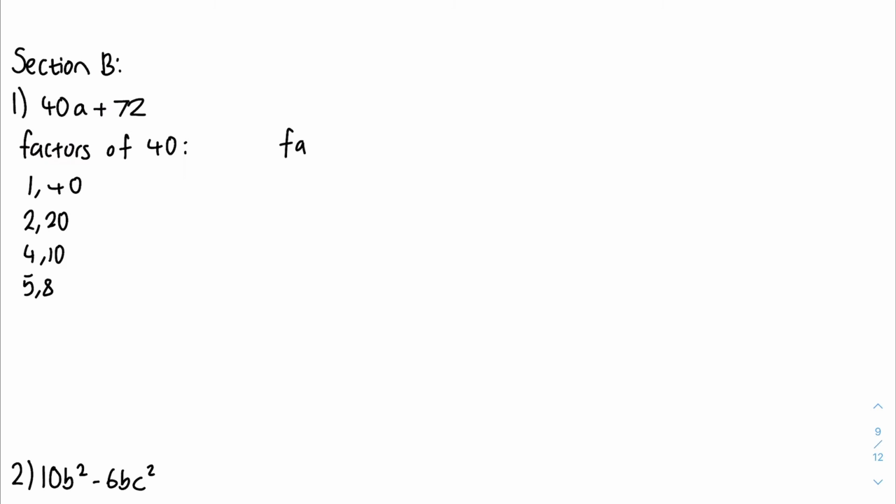Now we'll look at factors of 72. So we have 1 and 72, 2 and 36, 3 goes in 24 times, 4 goes in 18 times, 5 doesn't go in, 6 goes in 12 times, 7 doesn't go in, and 8 goes in 9 times. So we'll stop there to stop repeating ourselves.